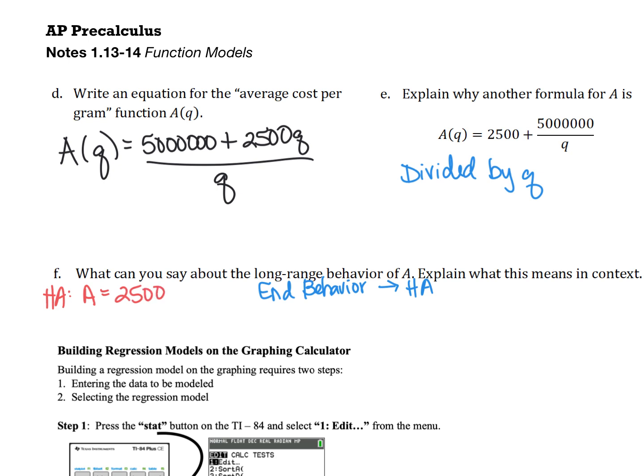What does that mean? It means that my average cost approaches 2,500. Okay, that's all it means. All right, so questions on any of that I've shown you, because I think everything else you're going to remember from Algebra 1 and Algebra 2. Good.